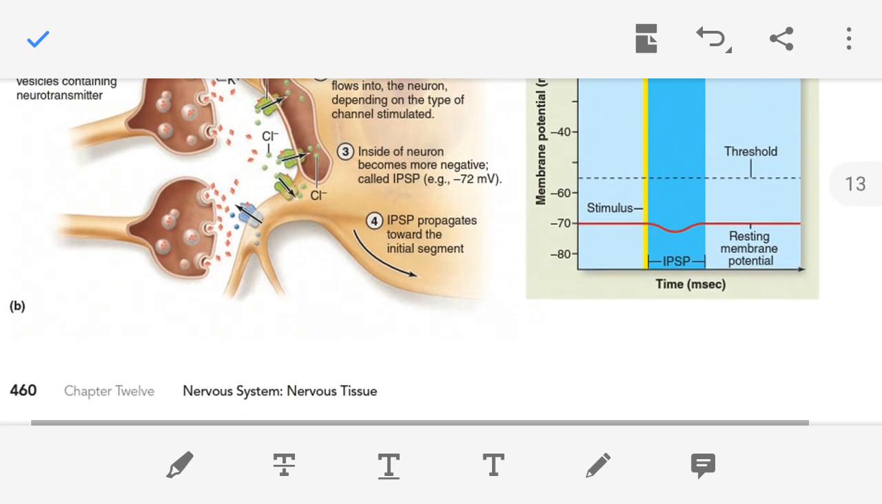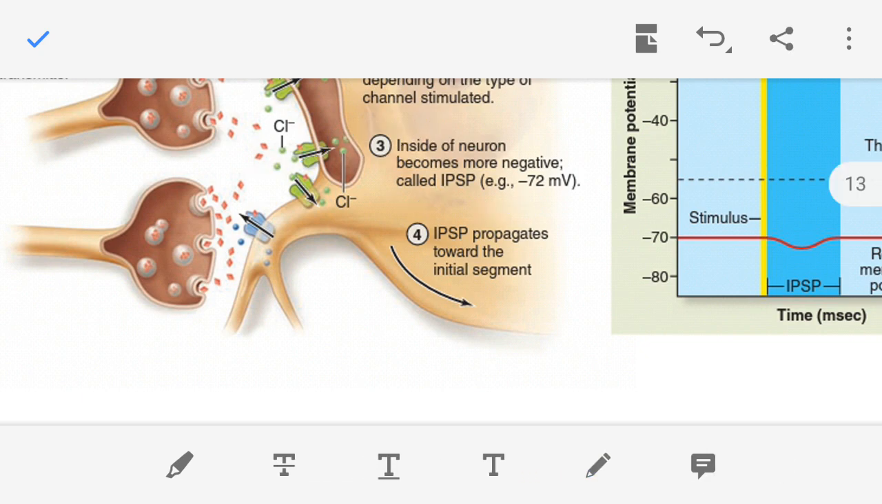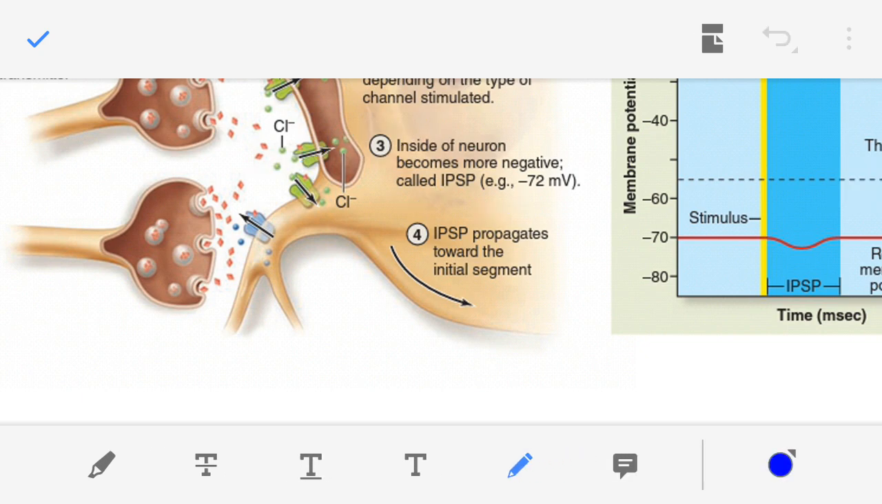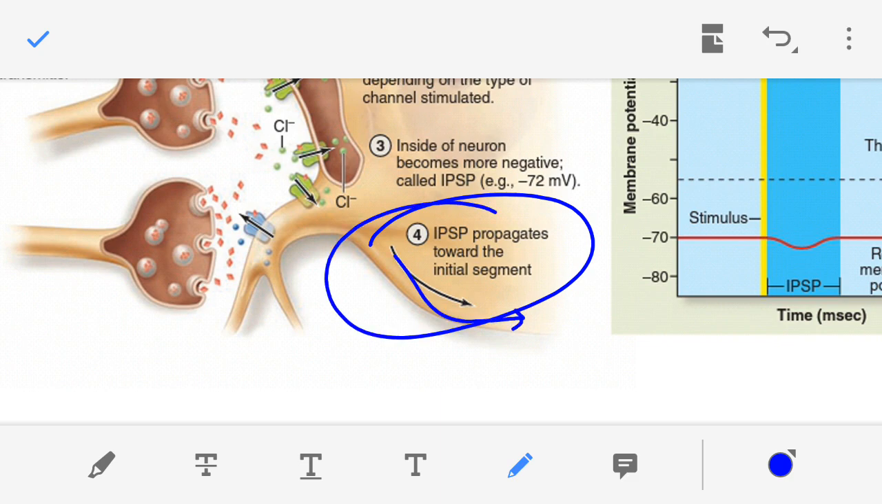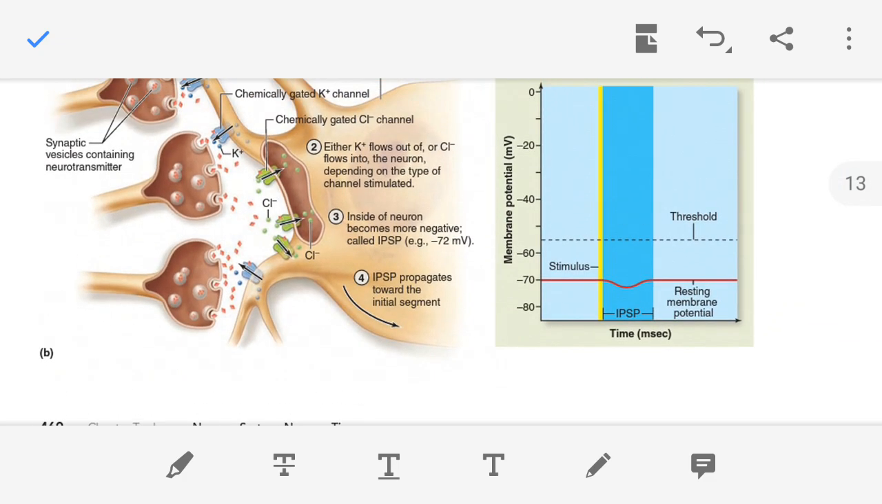Okay, so the inside of the postsynaptic neuron becomes more negative because K+ went outside, it is expelled outside, and there is the entry of Cl- inside the postsynaptic neuron. That's why the membrane potential becomes more negative, with a value of minus 72 mV, and this value is known as IPSP. So now in the postsynaptic neuron, IPSP is going to propagate to the initial segment of the neuron.